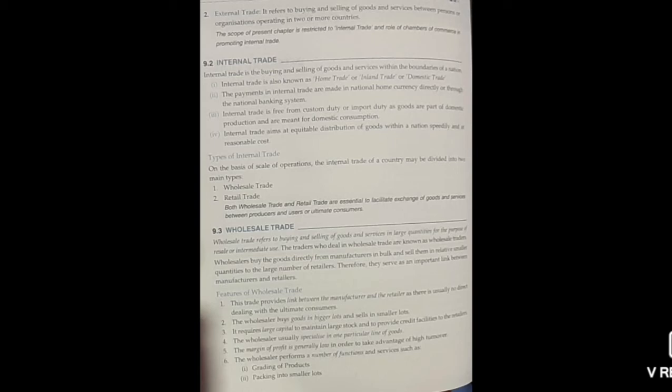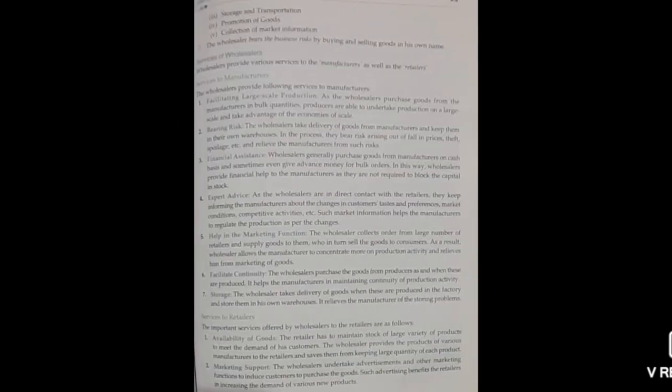First, let us move on to the services of the wholesaler to the manufacturer. So here, the wholesaler facilitates large scale production. As the wholesaler purchases goods in bulk quantity, it helps the manufacturers to carry on large scale production. Even the risk factor is divided between the manufacturer and the wholesaler, because here the wholesaler purchases from the manufacturers, keeps it in the warehouse and supplies to the retailer according to the need and requirement.